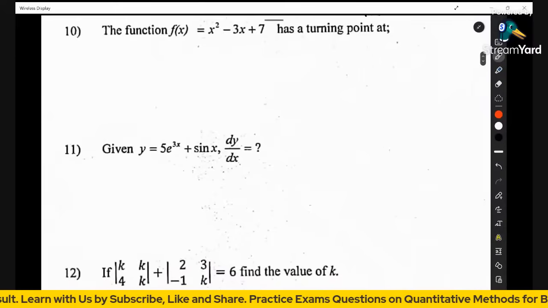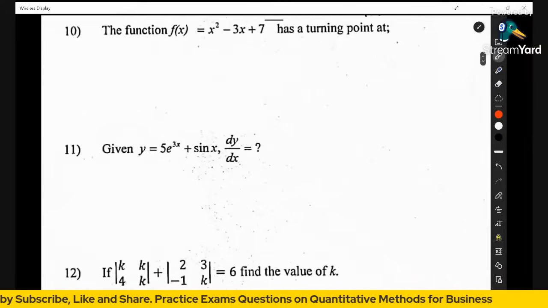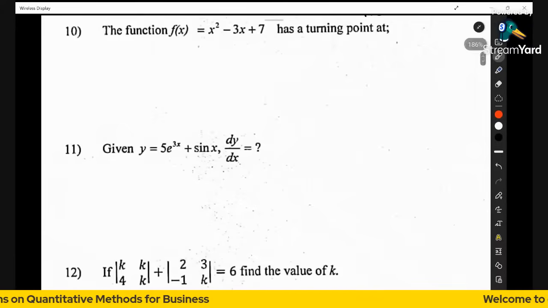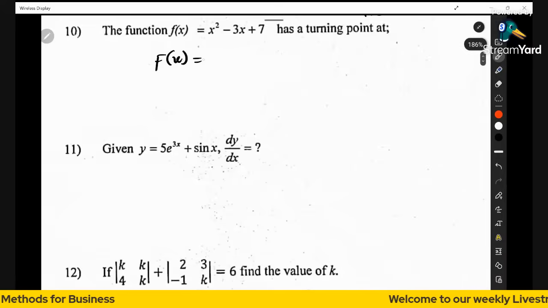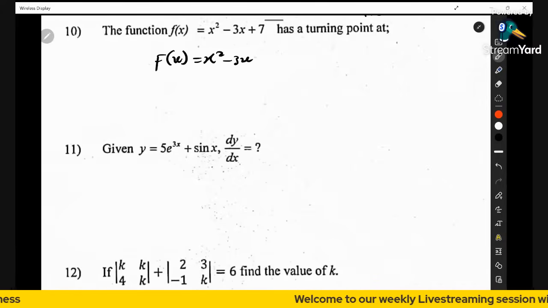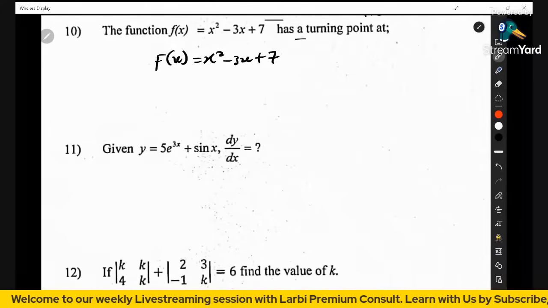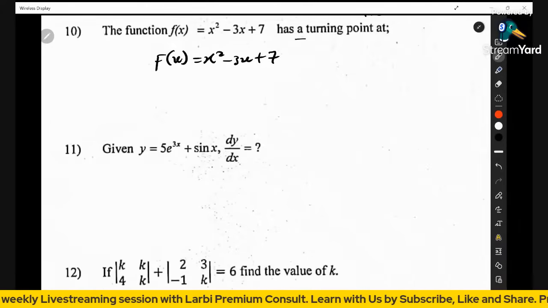Question number 10. The function f of x is equal to x squared minus 3x plus 7 has a turning point at, so we have f of x equal to x squared minus 3x plus 7. So we're talking about a turning point. So we want the value of x. So how do you get that?